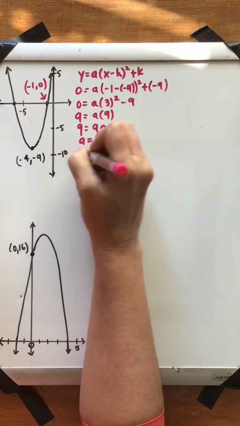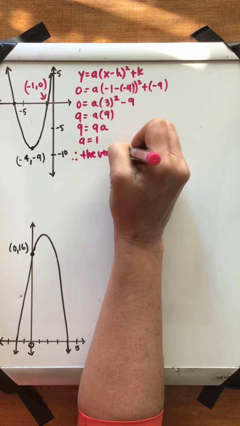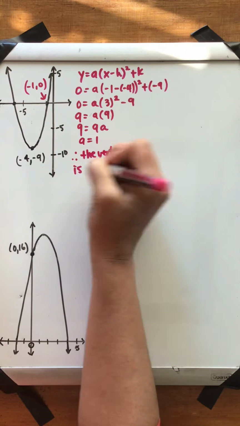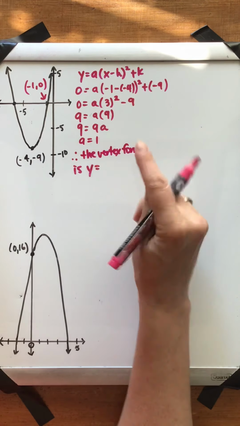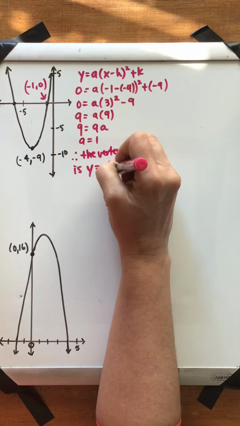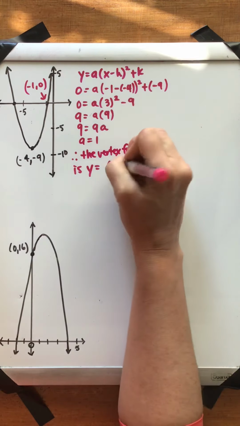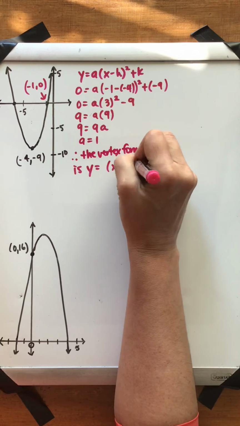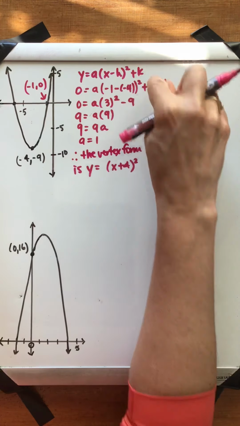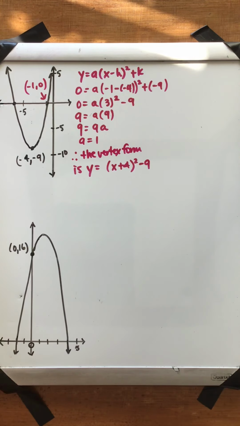So therefore, the vertex form of this parabola is y equals, let's put in our a value of 1, or you can choose not to write it, you'll know it's there. (x minus -4) means it'll be plus 4, squared, and then plus -9 means we'll have minus 9 out here.